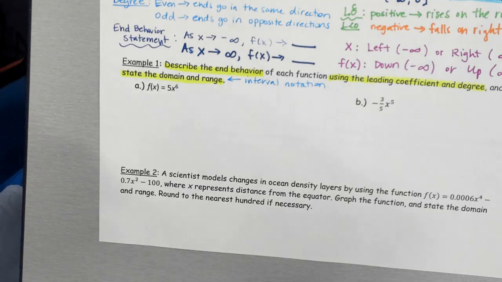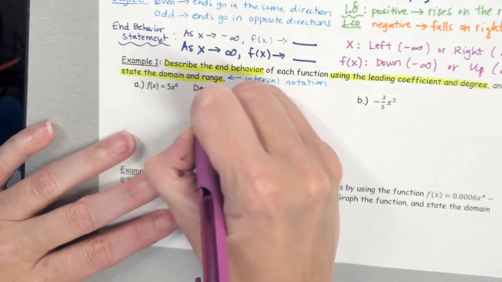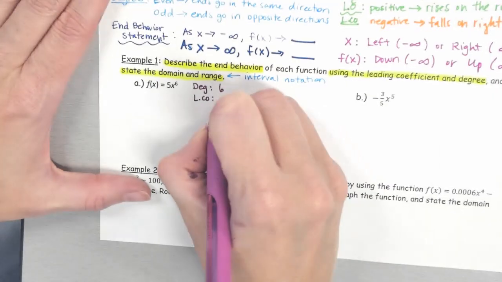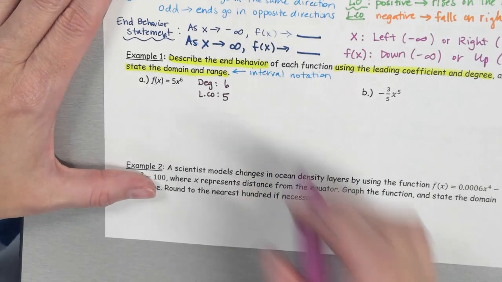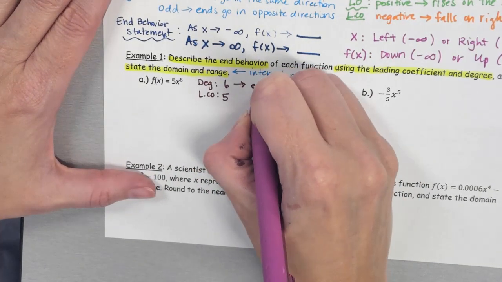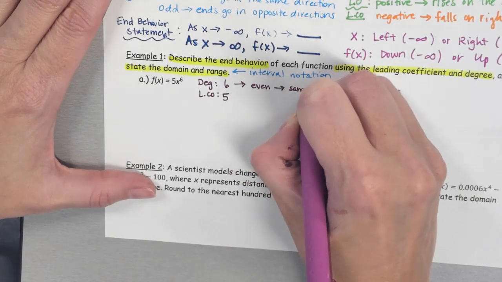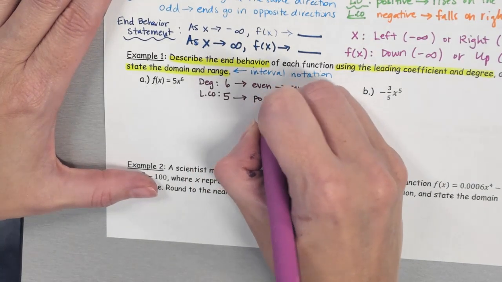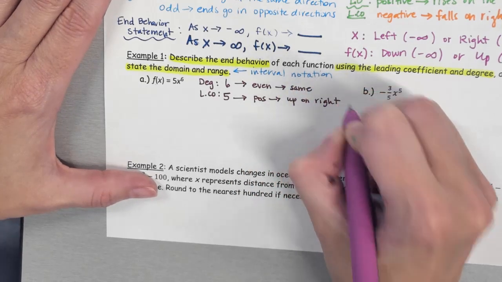All right, so we're going to do our degree and our leading coefficient. The degree is the highest exponent, which means your degree is 6. The leading coefficient is that value in front, so that is 5. Your degree is always about, is it even or is it odd? 6 is an even number, and if it's even, they're going in the same direction. The leading coefficient is either positive or negative. So if it's positive, it's going up on the right side.